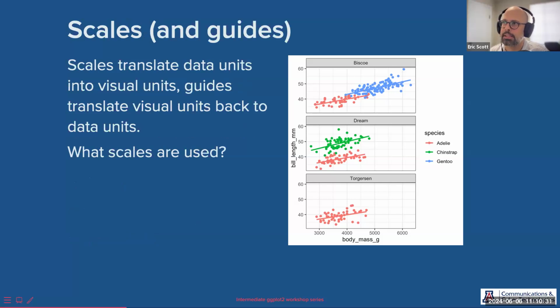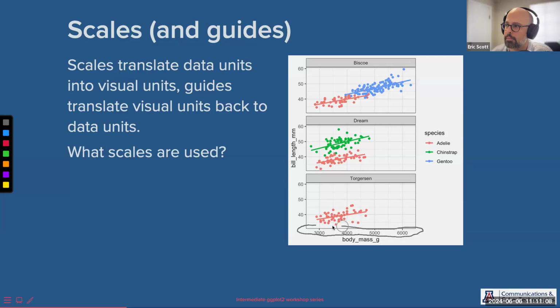So scales. Scales translate data units into visual units, and guides translate visual units back into data units. So what does that mean? For example, we can look at this scale along this x-axis here. This is translating grams, so data units, into visual units. So how far apart should 1,000 grams be? That's what a scale is doing. It's determining how far apart these values should be.